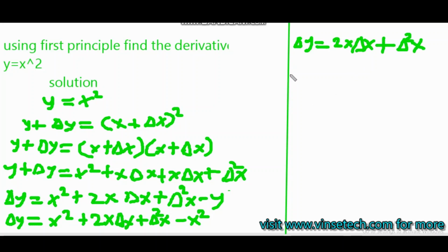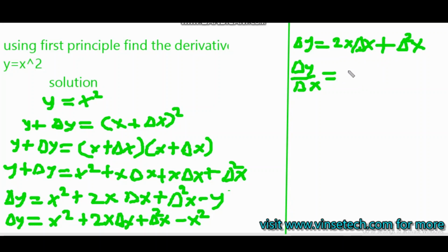So the next thing we have to do now is to divide both sides by delta x. Dividing both sides by delta x, we have change in y over change in x is equal to, looking at this, you see that delta x is common between the two terms on the right hand side.